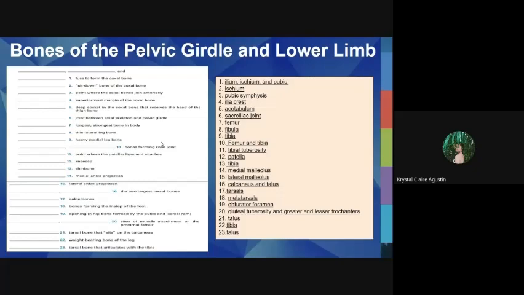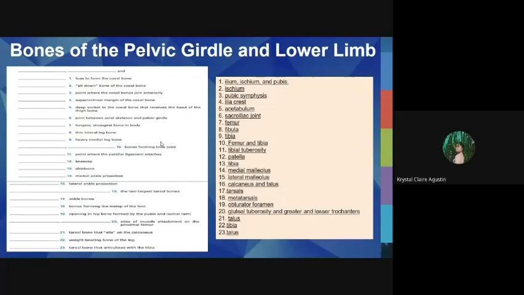And number 7, the longest or strongest bone in the body. So the answer is femur. And number 8, it is thin lateral leg bone. And the answer is fibula. And number 9, heavy medial leg bone. And the answer is tibia. And number 10, bones forming knee joint. So the answer is femur and tibia.